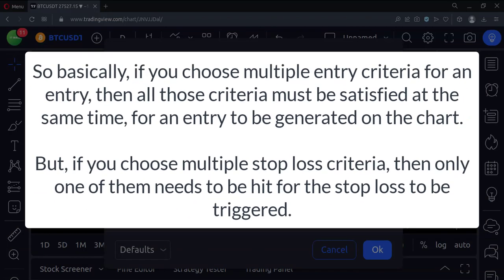So basically, if you choose multiple entry criteria for an entry, then all those criteria must be satisfied at the same time for an entry to be generated on the chart. But if you choose multiple stop loss criteria, then only one of them needs to be hit for the stop loss to be triggered. This is an important difference between the entry and exit mechanisms of this strategy.